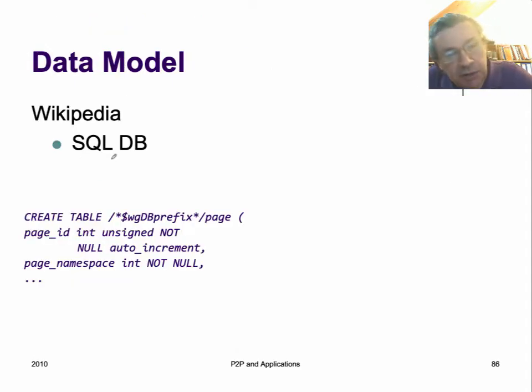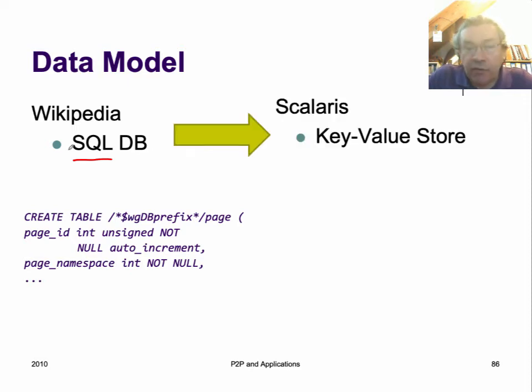Wikipedia is using a SQL database model with SQL tables, whereas Scalaris is not doing SQL. It's a key value store built on the distributed hash table.